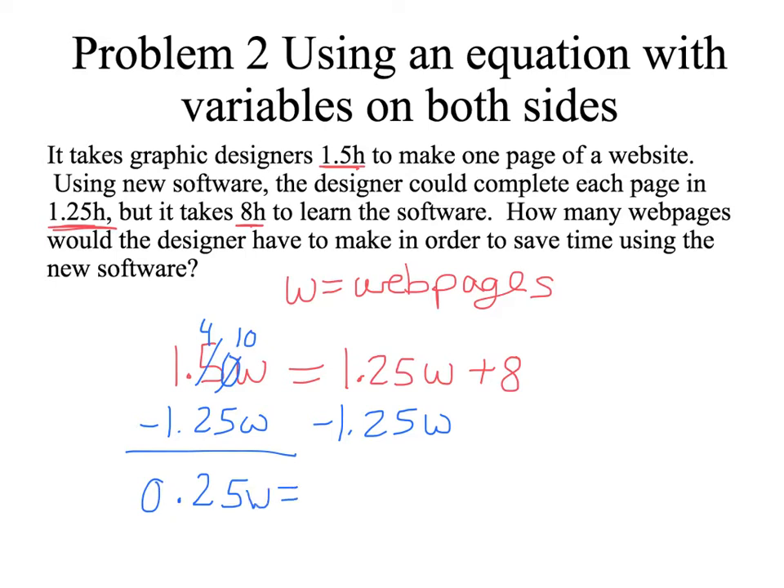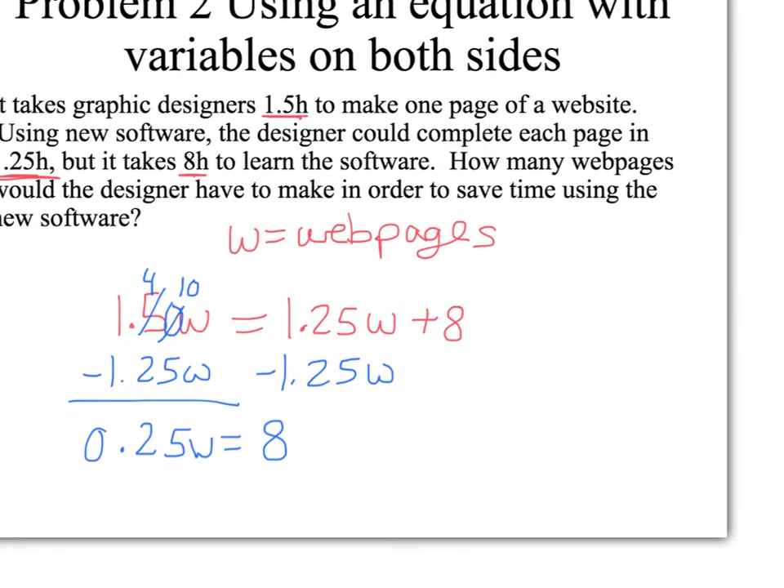0.25 web pages equals 8. Now, I don't know how much you know about converting fractions to decimals, but 0.25 is just 1/4. So this equation is really 1/4 w equals 8. Now, you could use your calculator, but the more of this you can just do in your head, the better. If I have 1/4 w, I'm just going to multiply both sides by 4, and I get w equals 32.